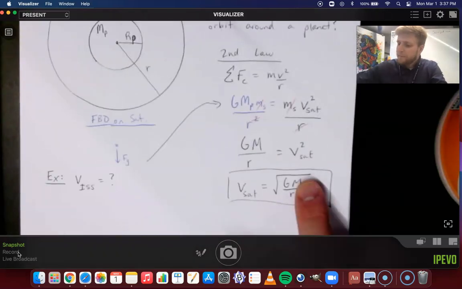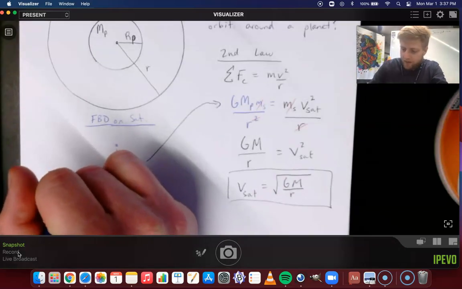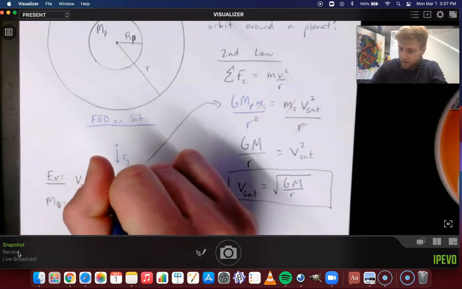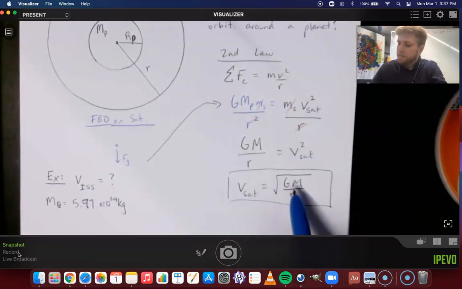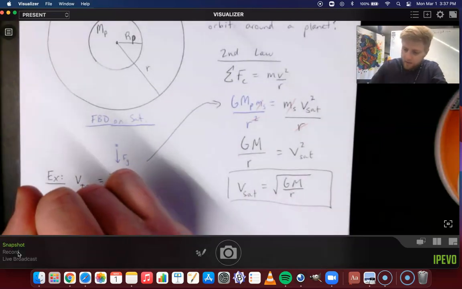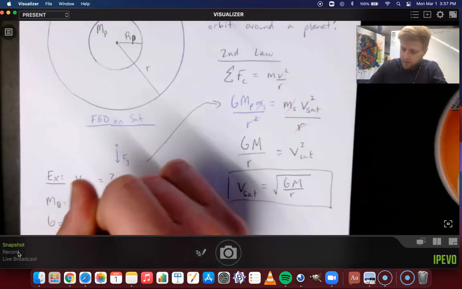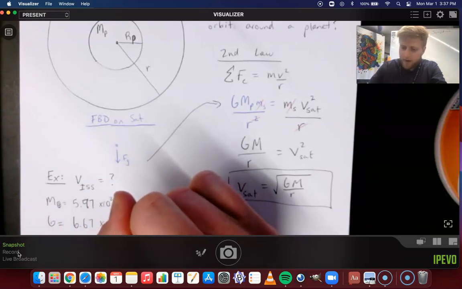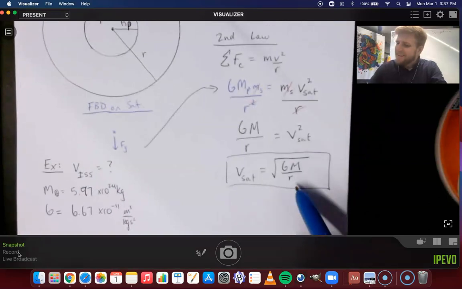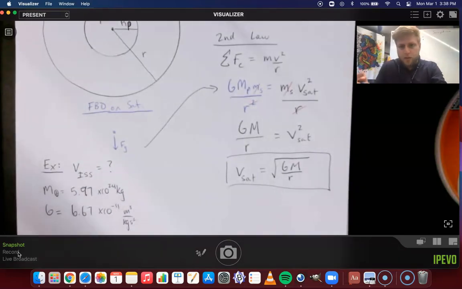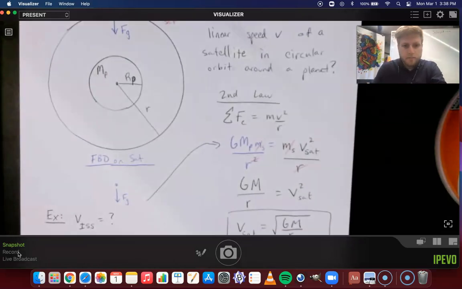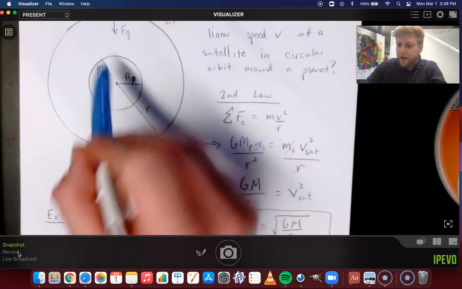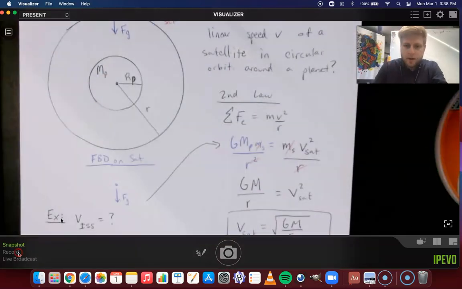We're going to need the mass of the Earth, which is 5.997 times 10 to the 24 kilograms. We're going to need big G, which is 6.67 times 10 to the minus 11 meters cubed per kilogram second squared. And then the other thing we need is little r. Now that's a little bit tricky. So little r is going to be the radius of the Earth plus however high above the Earth the International Space Station is.